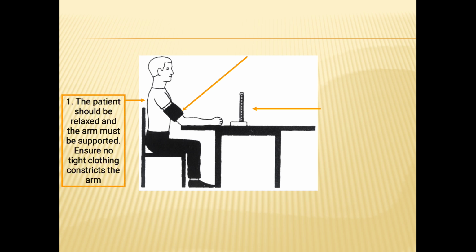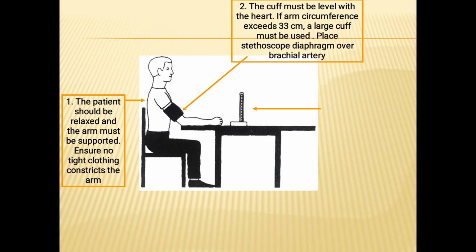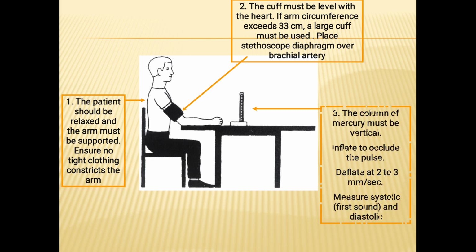The patient should be relaxed and the arm must be supported, and we should ensure that there is no tight clothing on the arm where the cuff is to be applied, so that it will not constrict the arm. The cuff must be at the level of the heart, and if arm circumference exceeds 33 cm, a large cuff must be used, and we should place the stethoscope diaphragm over the brachial artery. The column of the mercury must be vertical.